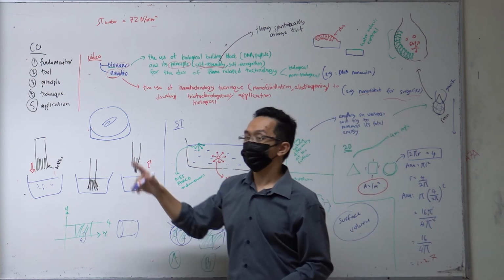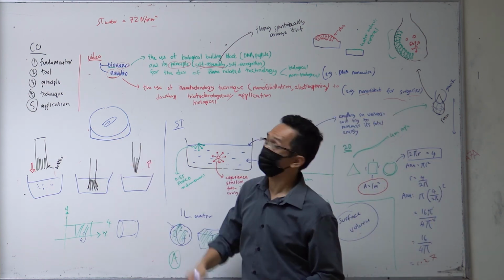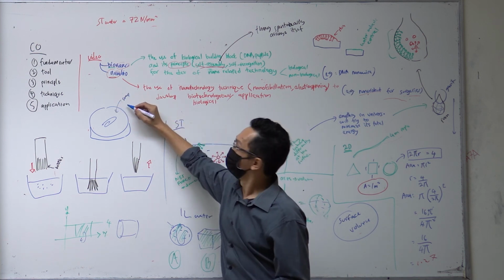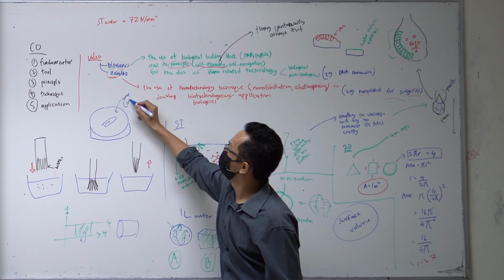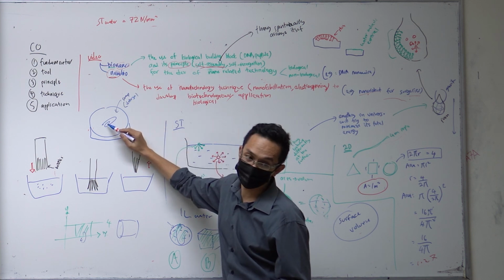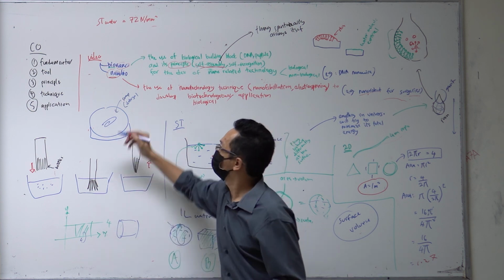You can break this water tension by putting in soap or a surfactant, soap or detergent or whatever. For example, let's say you have a paper clip on the water like this, and then you put a drop of soap here.